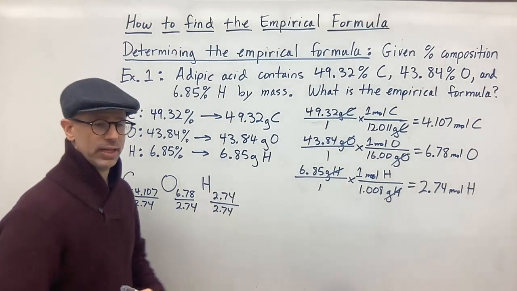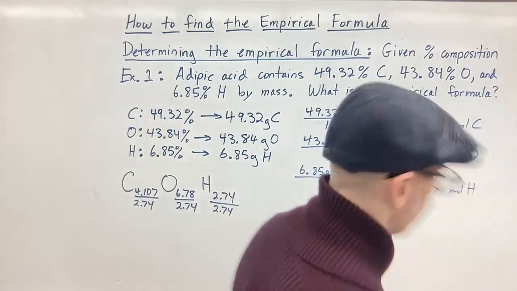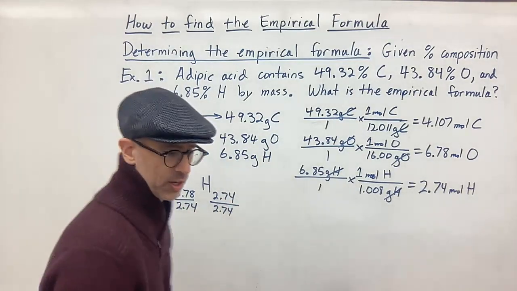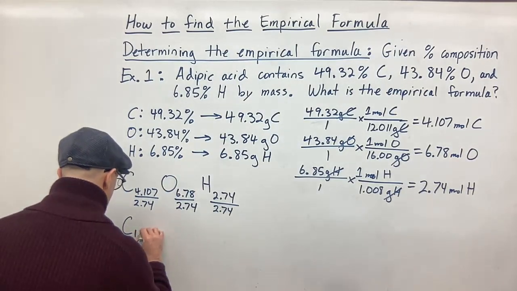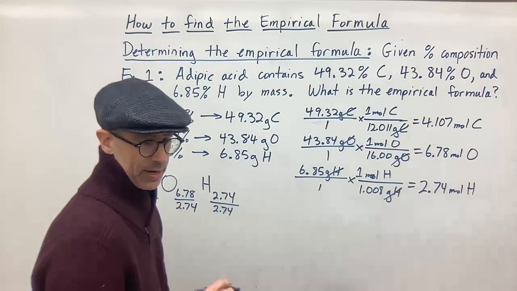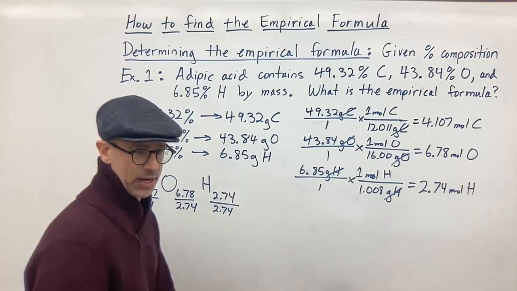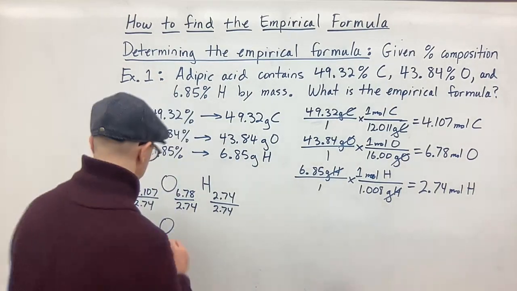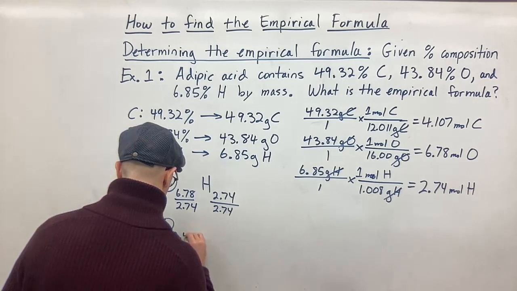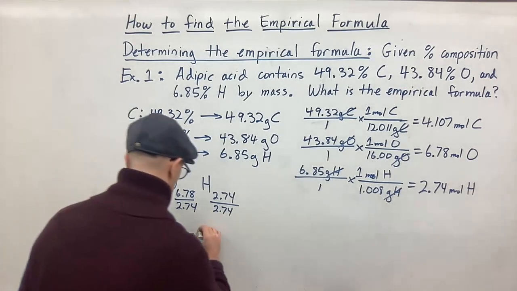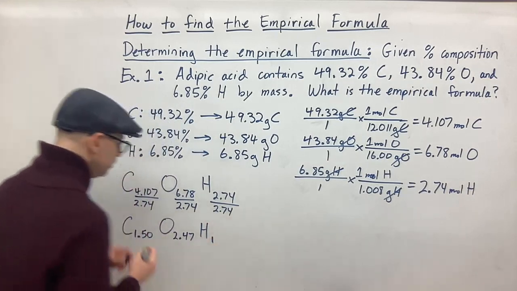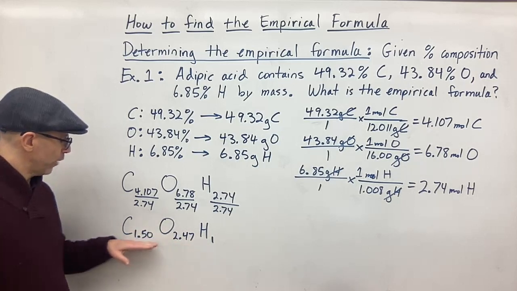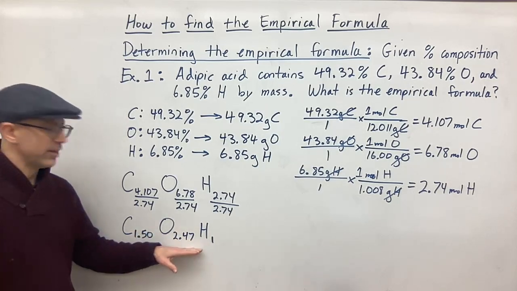And so when I do the calculation, this is what I end up with. So I'll get carbon. Carbon now is 1.50, and oxygen is now 2.47, and this is of course 1. So you'll notice that I have still fractions here, right? So I'm not done yet.